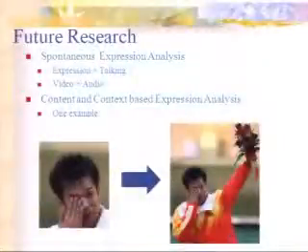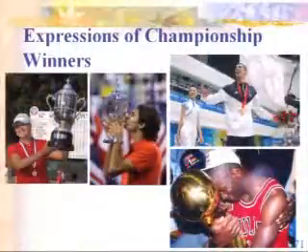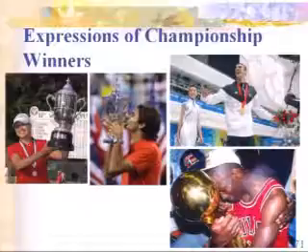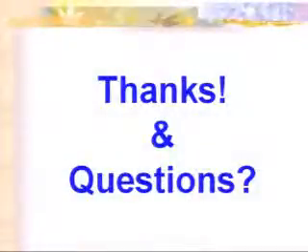Here's the real image. He got the championship, so he is excited. Then he's crying. I think all that content and context information will play a big role in real applications. Here are some more expressions of championship winners. You can see all the different kinds of things, but they always show you that exciting moment. How can we use all that information to say, okay, you are really happy, you are excited? That's all. Thank you.